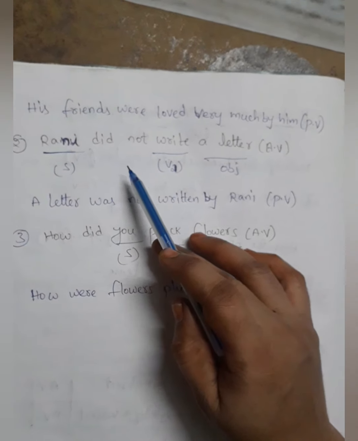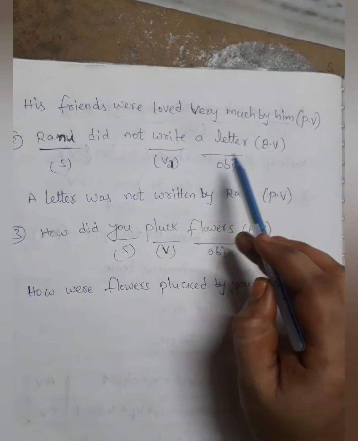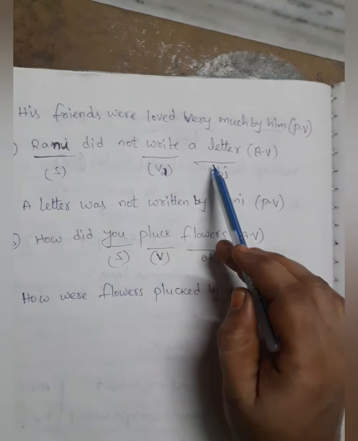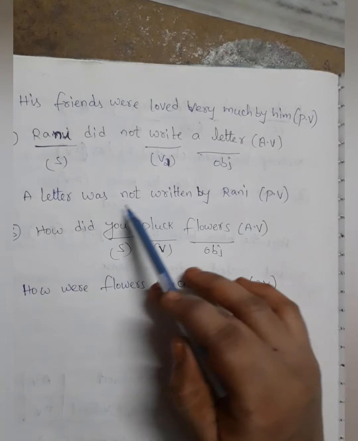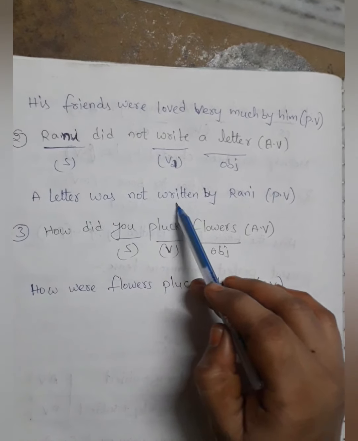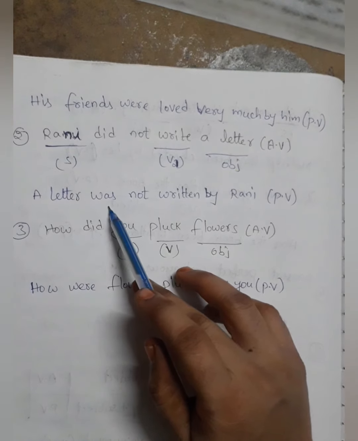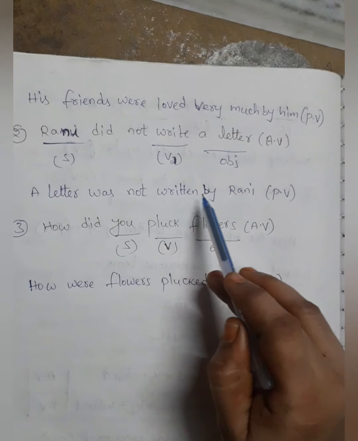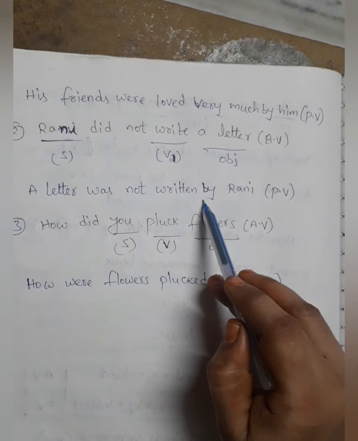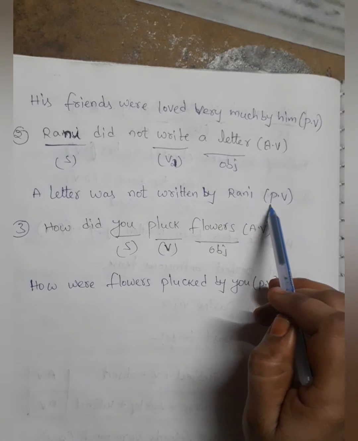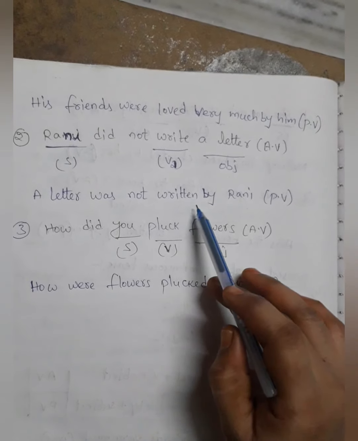Then after, Rani did not write a letter. It's an active voice. Rani is the subject, write is the V1 form, a letter is the object. A letter was not written by Rani. It's a passive voice. A letter is the subject and written is the V3 form. By is the preposition. Rani is the object. It's a passive voice. A letter was not written by Rani.